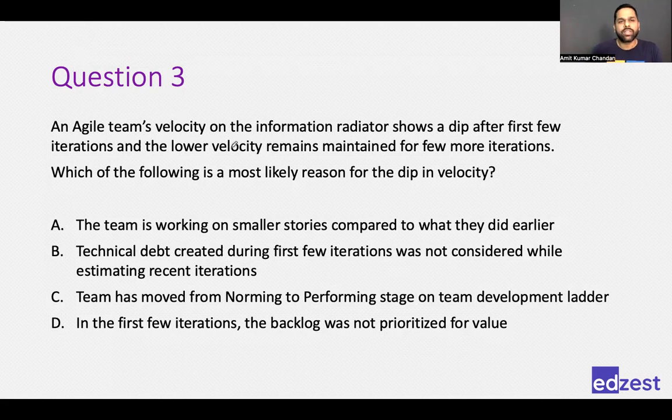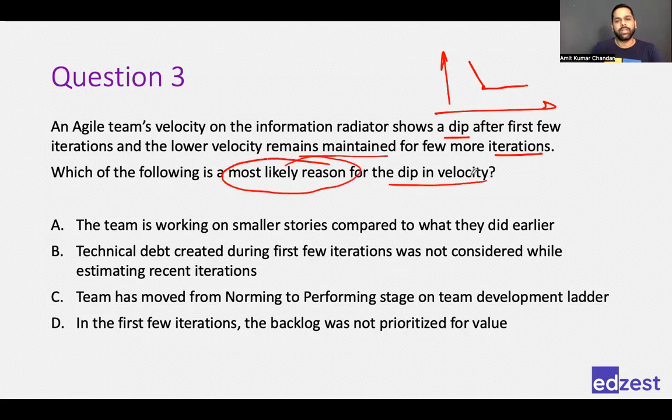An agile team's velocity on the information radiator shows a dip after the first few iterations, and the lower velocity is maintained for a few more iterations. So what does it say? We have a chart with the velocity, and somewhere it shows the dip, and that dip remained for some period of time. Which of the following is the most likely reason for the dip in velocity?